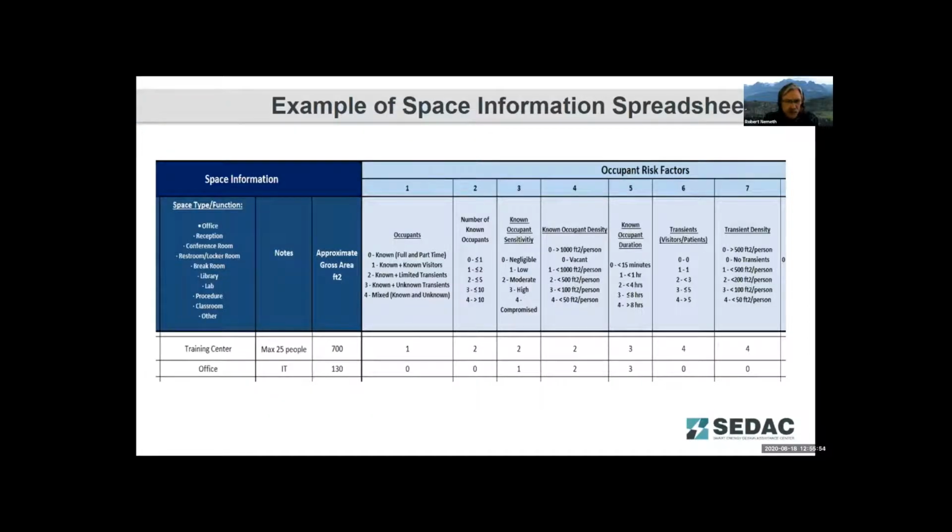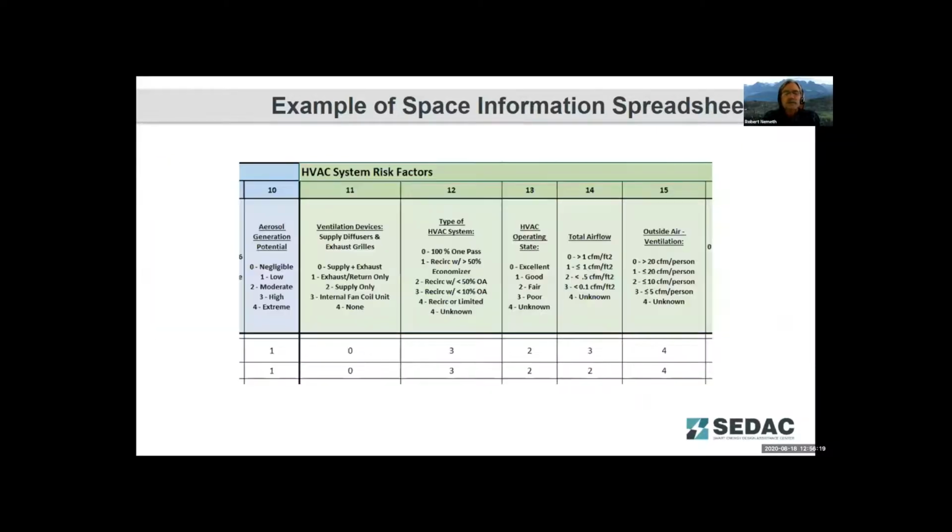So here's a snippet of that spreadsheet, and it's not everything. We have space information, which is really not much other than square footage and some basic notes. We give a label to that space. So we have 10 occupant risk factors. Are they known or unknown occupants? How long are they in that space for? Everything's ranked 1 to 4. And then there are weighting factors on each one of these parameters too.